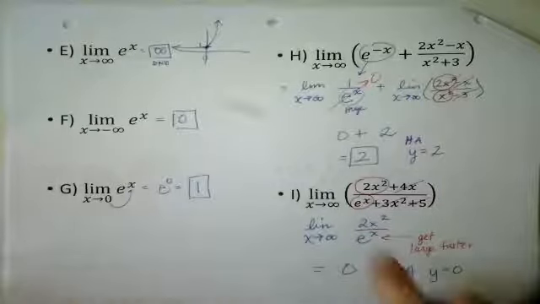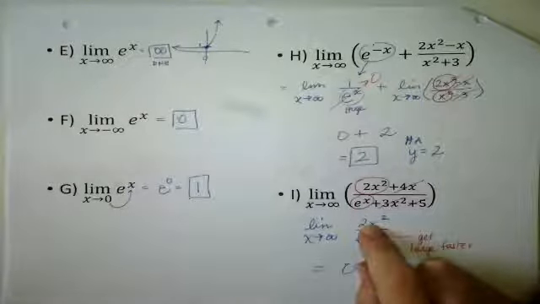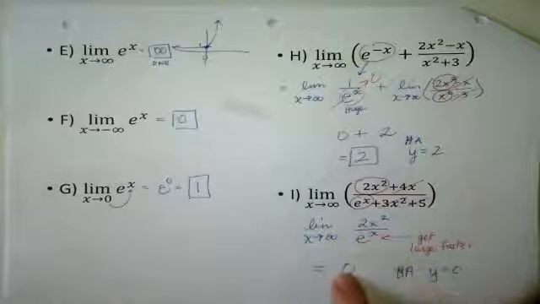So if the numerator wins, it goes to infinity. If the denominator wins, it goes to 0.